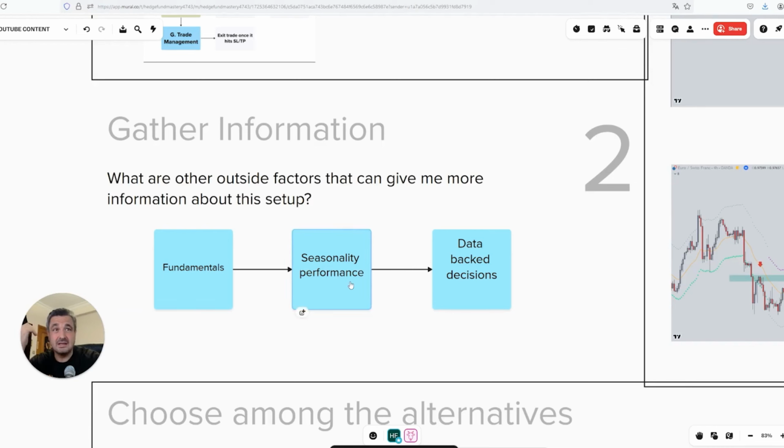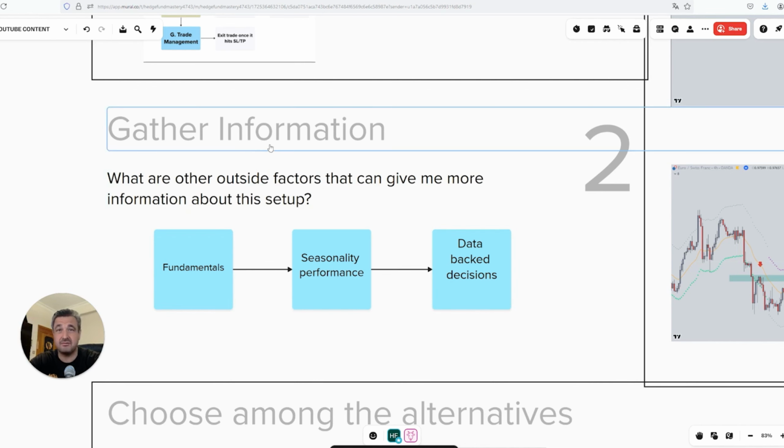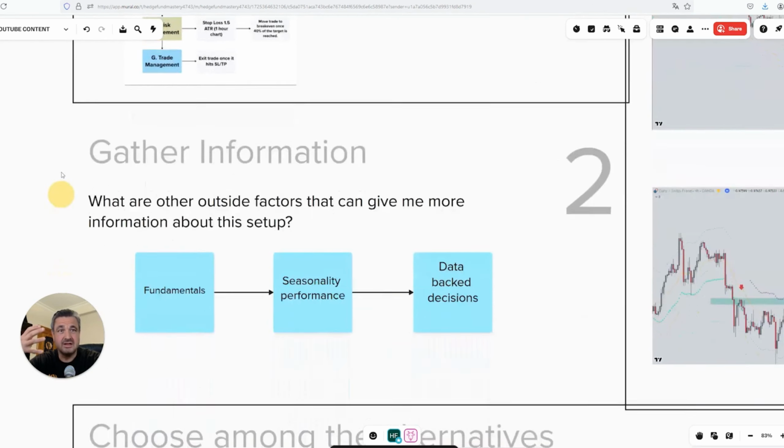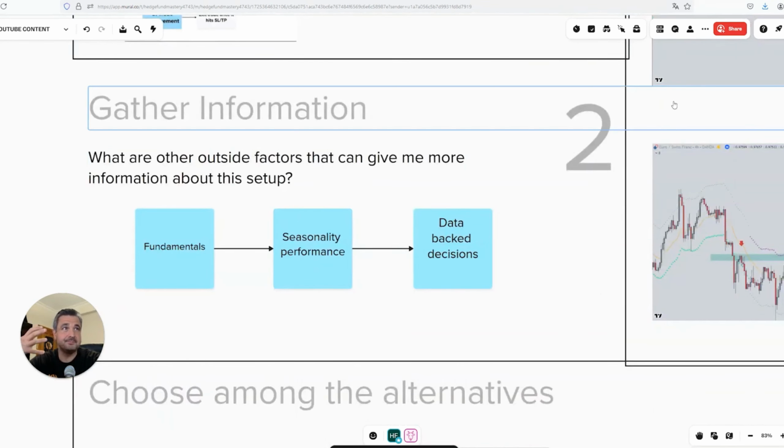And then also check seasonality performance. I definitely look at seasonality, and there are tools that help you with that. Again, I don't weigh it as much. It's not a priority per se, but it's still a relevant factor that you can use. And then, of course, you look at your data-backed decisions. Right? What have you done in the past? How did it work out? Which of these combinations have you used? And so on and so forth. So this is gather information, right? First, you start with identifying the 7 building blocks, and then you gather the information, okay?